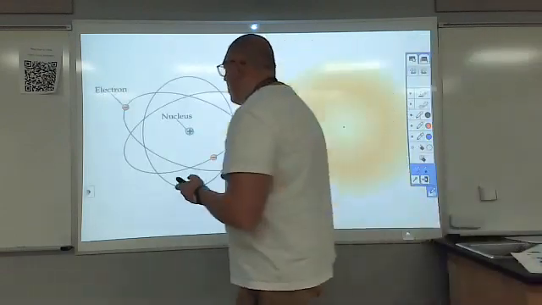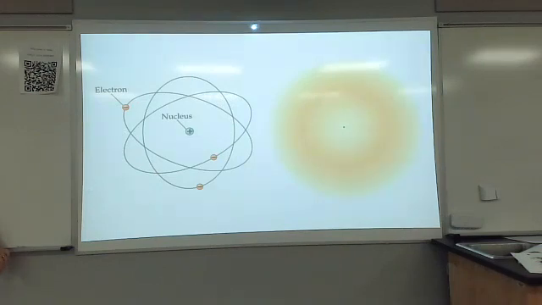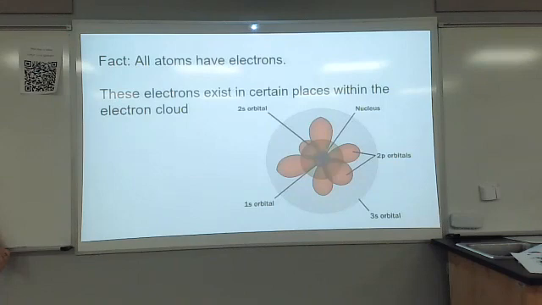Okay, so if you draw the cloud or the dots, either way, you just got to remember that this is the more accurate representation, whereas this is very misleading. Are we okay with this? All right, so all atoms have these electrons, and these electrons exist in certain places within this cloud.